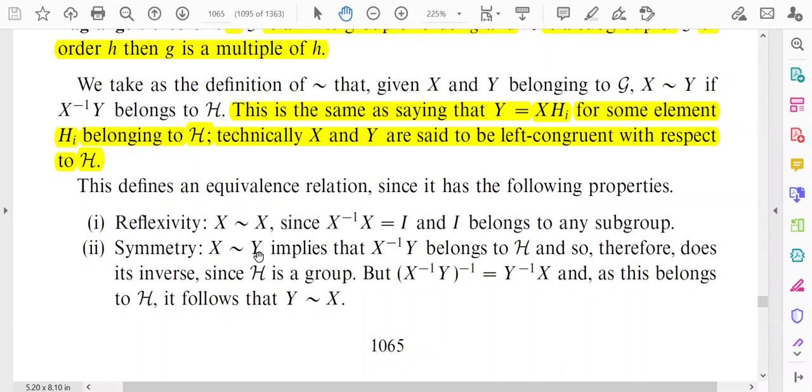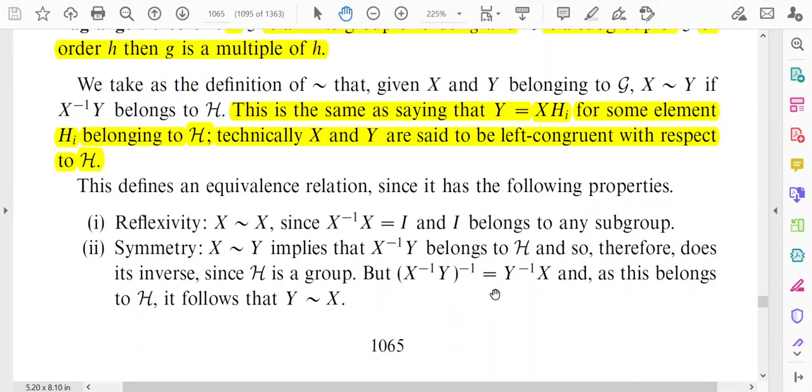Next, the symmetry property: x equivalent to y implies that x inverse y belongs to H, and so therefore does its inverse. As x inverse y belongs to H and H is a group, by the property of a group, the inverse of x inverse y is y inverse x. So y inverse x also belongs to the group H. And from the definition, if y inverse x belongs to H, then y is equivalent to x.